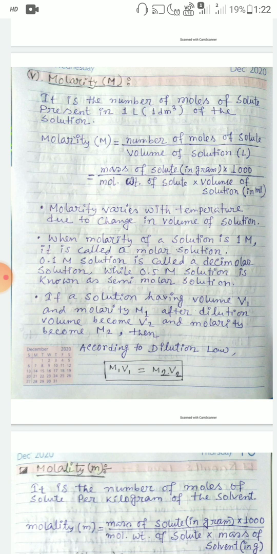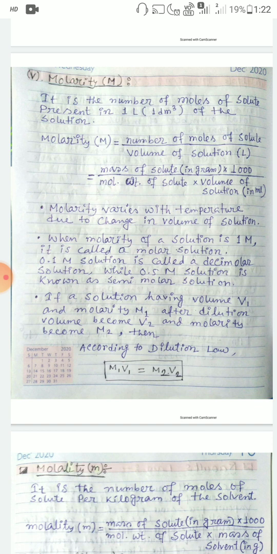Molarity varies with temperature due to the change in volume of the solution. When the molarity of a solution is 1 molar, it is called a molar solution. If the concentration of the solution is 0.1 molar, then the solution is called a decimolar solution. If the concentration is 0.5 molar, it is known as a semi-molar solution. And molarity depends on temperature, you have to remember.